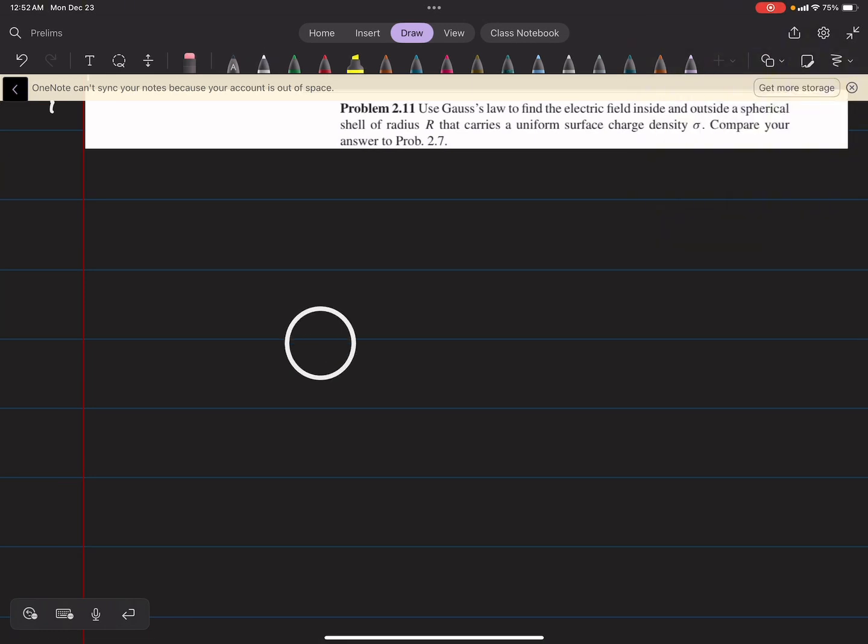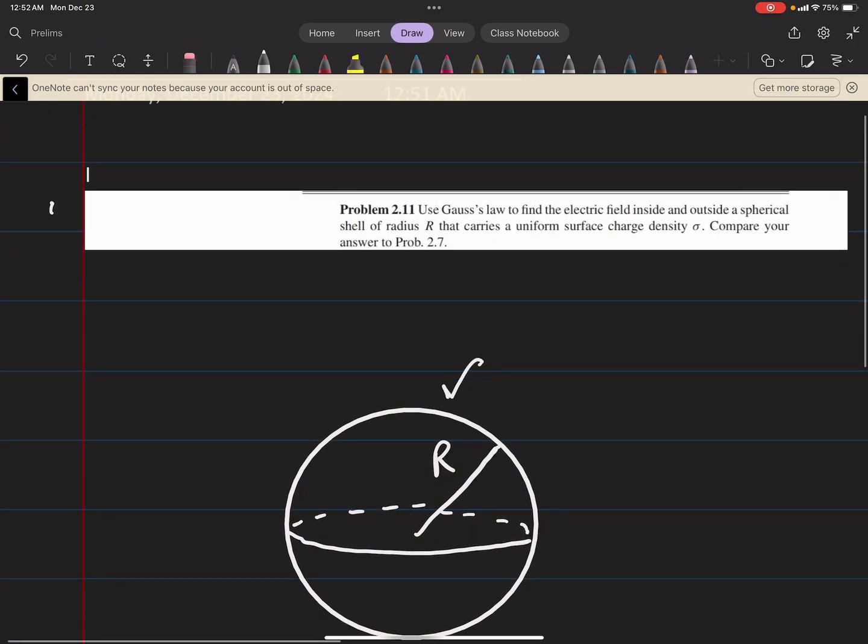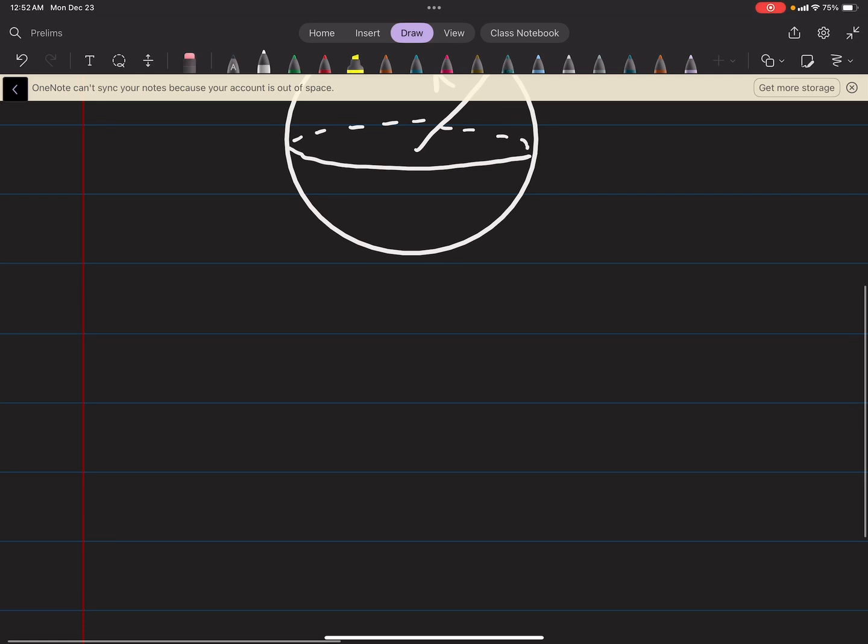Alright, so we have a shell, so there's nothing on the inside here, of radius R, and on the surface here it carries some surface charge density sigma, and we want to use Gauss's law to find the electric field inside and outside. So let's start with the inside, little r less than big R.